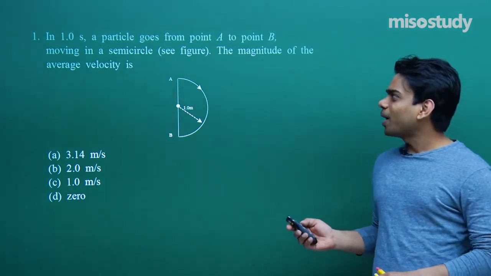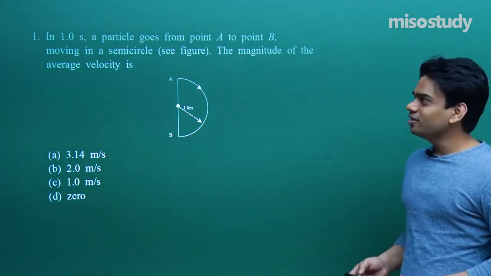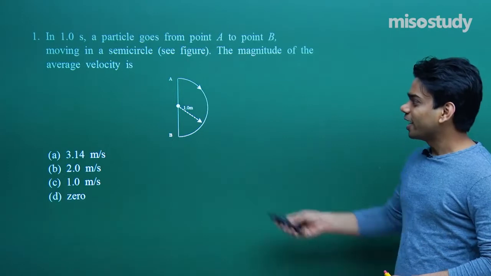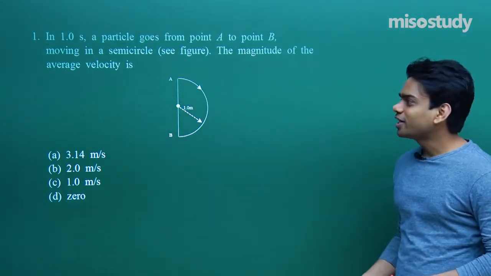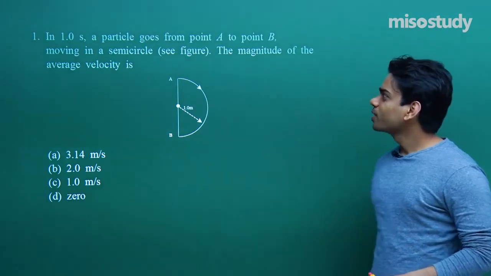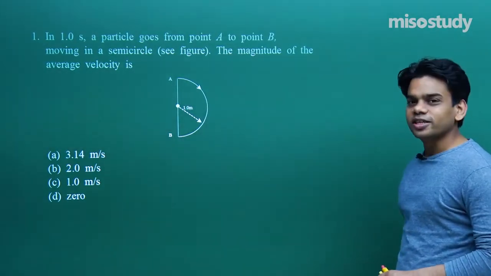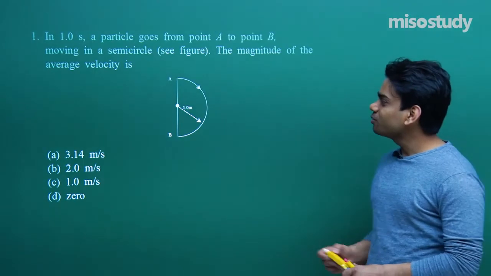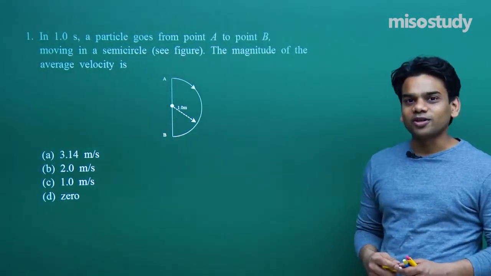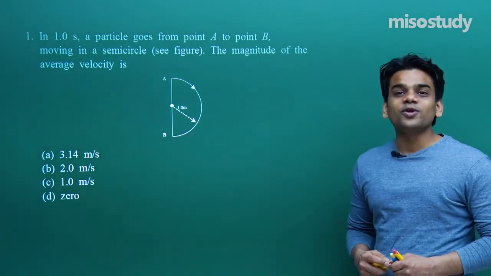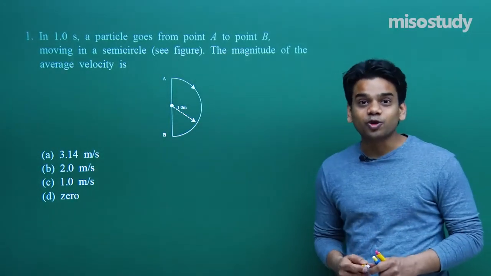In 1 second, a particle goes from point A to point B, moving in a semicircle as per this given figure. You can see this figure. As per this semicircle, the point traverses from point A to point B. The magnitude of average velocity is? Now you see here, as it moves from point A to point B, we have to find out its average velocity. So for average velocity, we know that we should know the displacement and we should know the time.